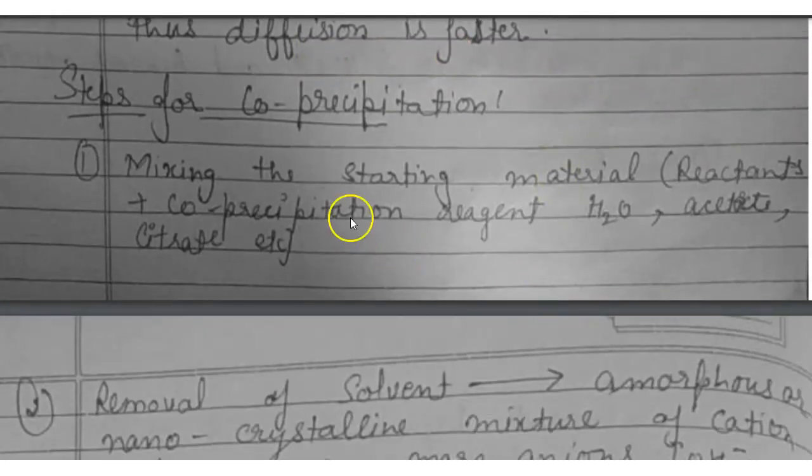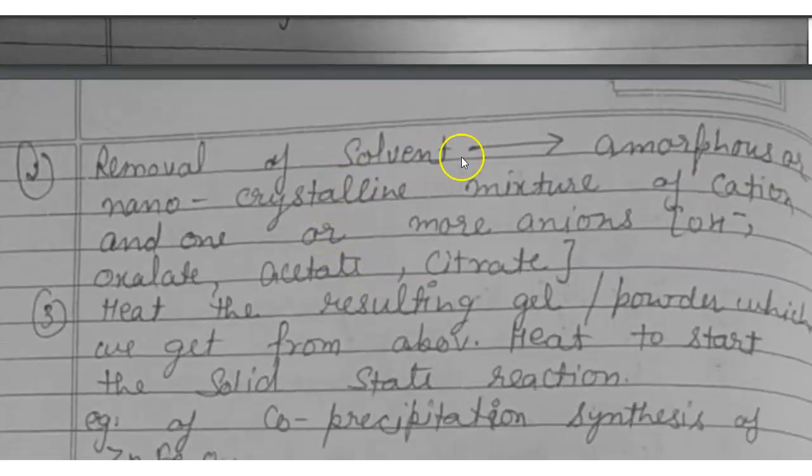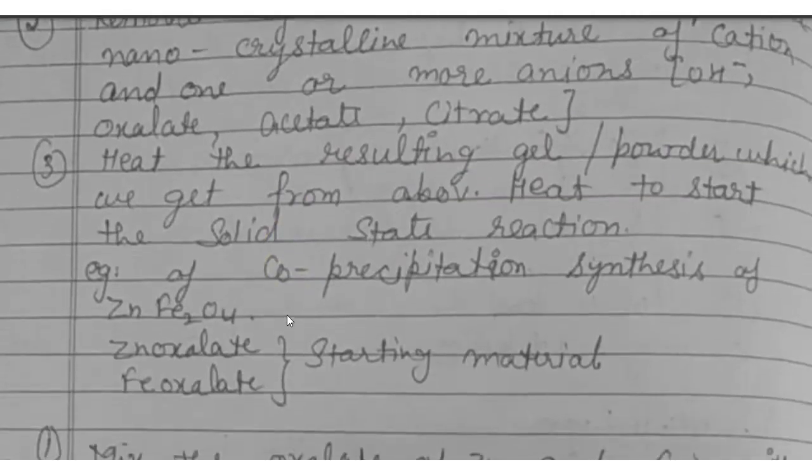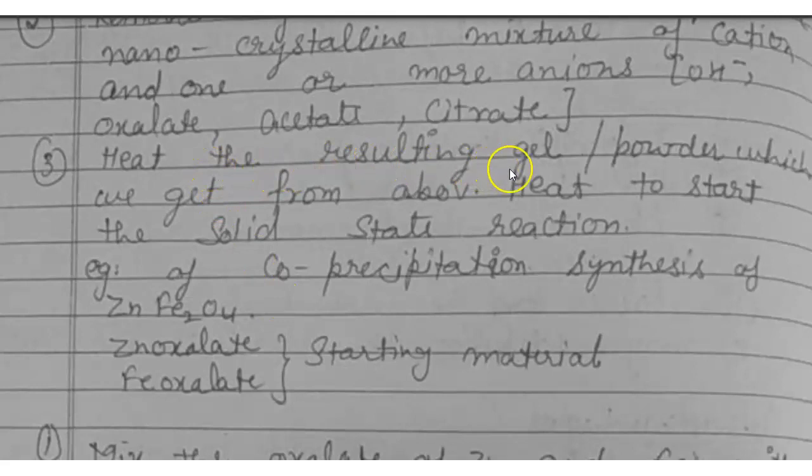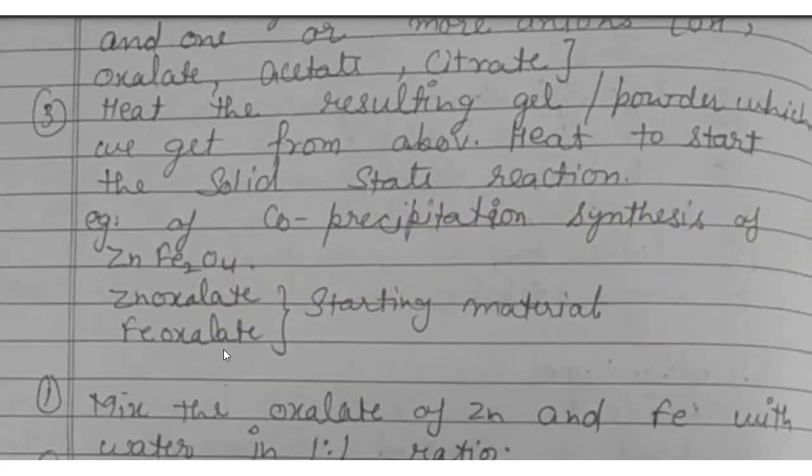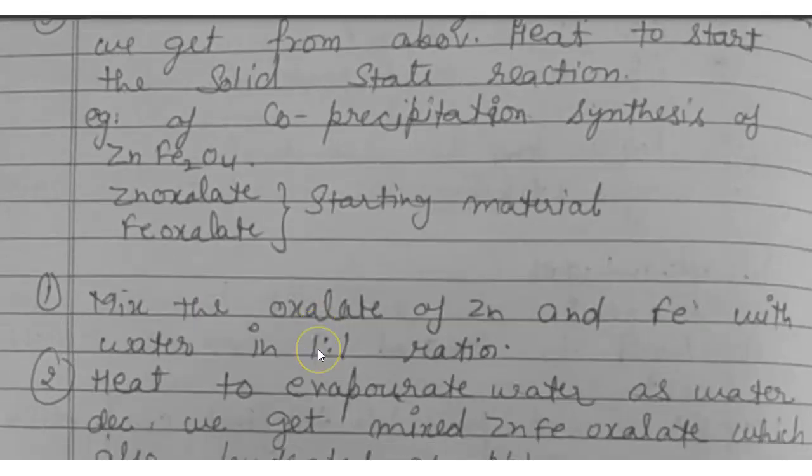Steps for co-precipitation: mixing the starting material, reactant plus co-precipitation reagent, water, acetate, citrate, etc. Removal of solvent gives an amorphous or nanocrystalline mixture of cations and one or more anions: OH-, oxalate, acetate, citrate. In the third step, heat the resulting gel or powder obtained from above to start the solid state reaction. For example, co-precipitation synthesis of zinc ferrite: zinc oxalate and ferrous oxalate are the starting materials.